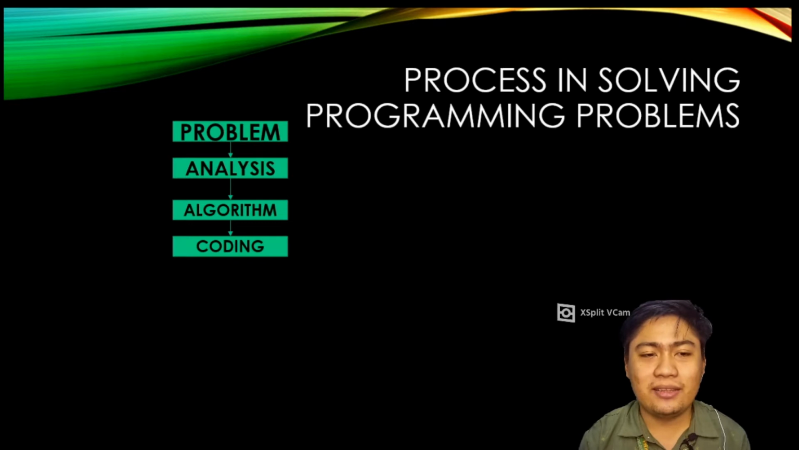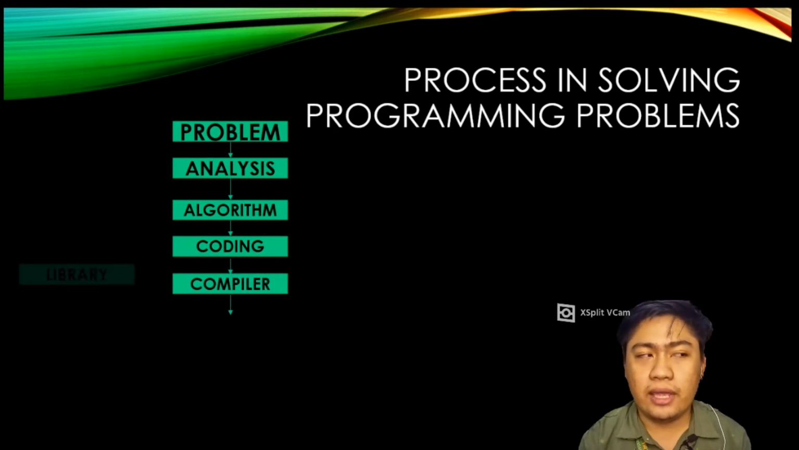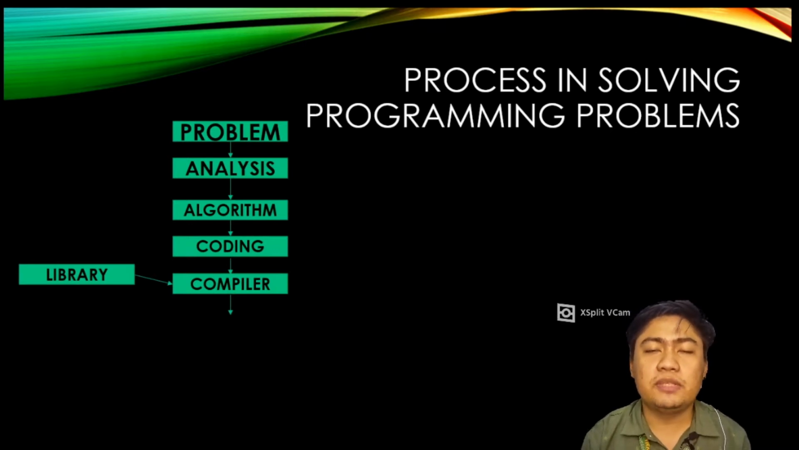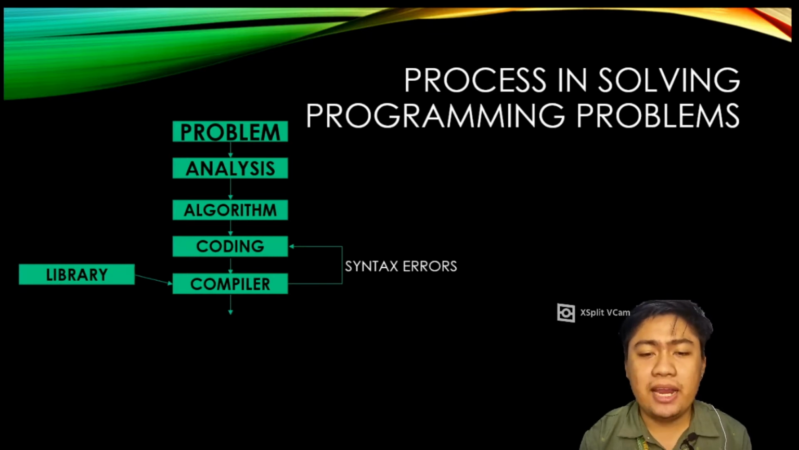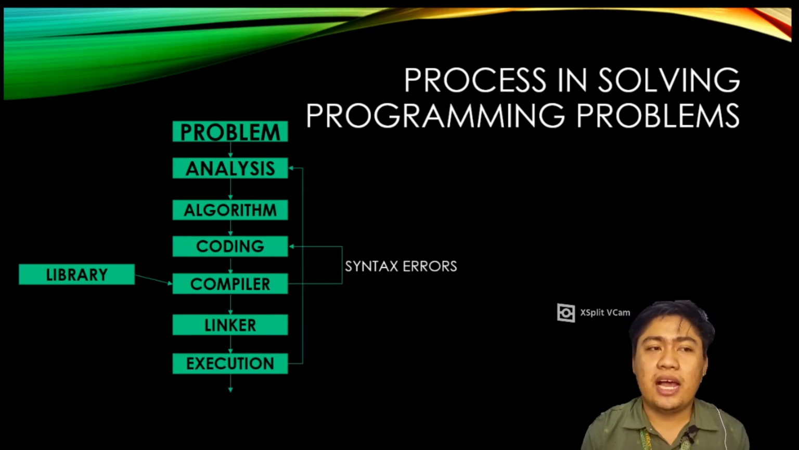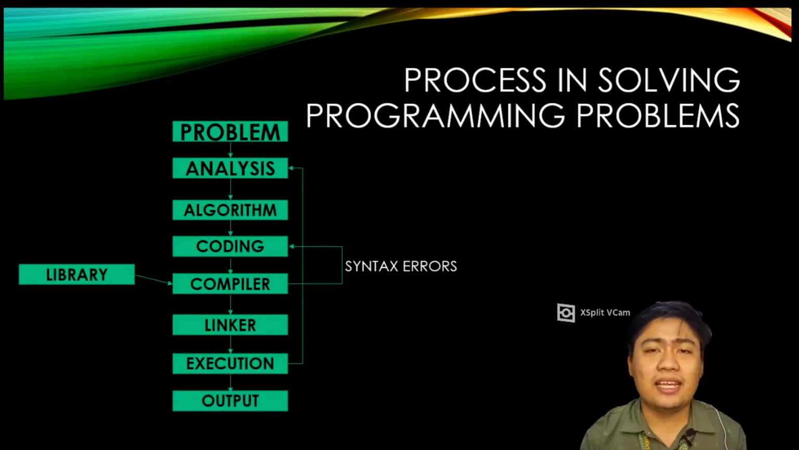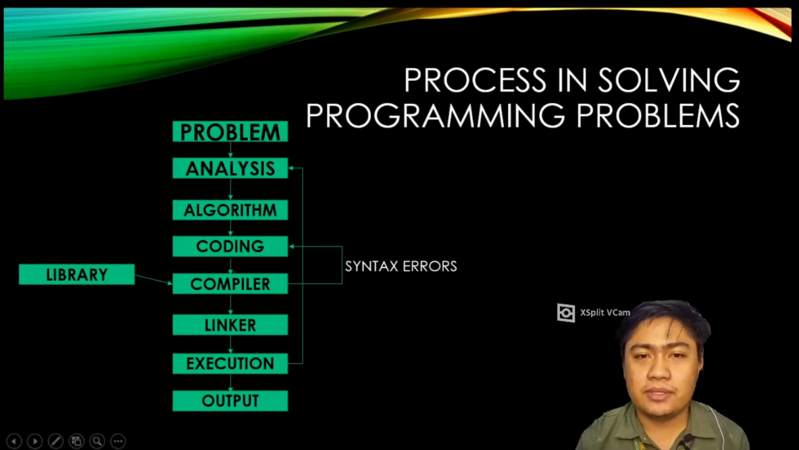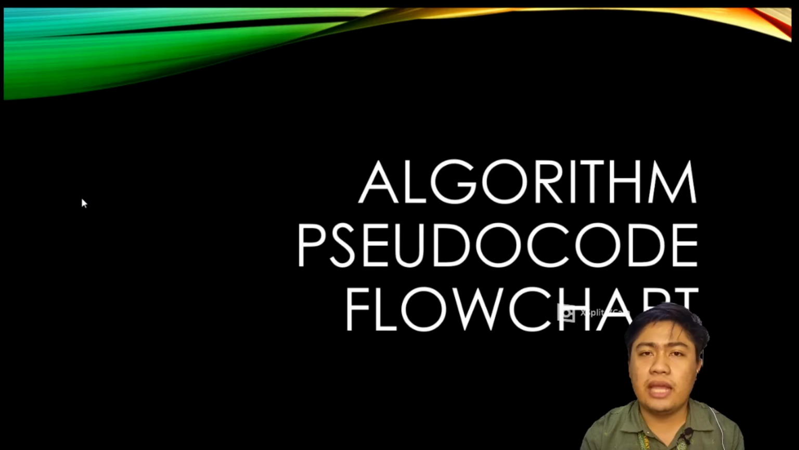Once the coding is completed, as discussed in our previous lesson, the instructions will be translated by a compiler with the help of a library. A library is a collection of resources or routines used by computer programs. When the compiler encounters syntax errors, the code will be reviewed. However, if the compiling process is successful, the linker will now process the code for execution to produce the desired output. So that's the process in solving programming problems. Let's have now the algorithm, the pseudocode, and the flowchart.